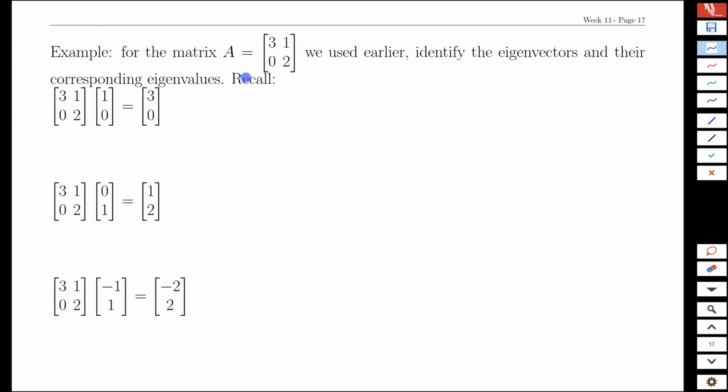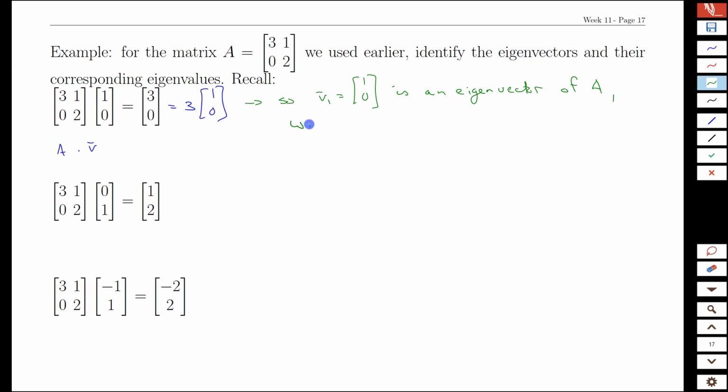So let's use that new terminology in our previous example. We had the matrix 3, 1, 0, 2, and we found these products. So this is our A times v calculations. And we noted when we put in 1, 0 as the input vector, we got 3, 0 back, but that is just 3 times 1, 0. And so the way we would say that now is, the vector, let's call it v1, is 1, 0, is an eigenvector. It's a characteristic direction. It's an eigenvector of the matrix A.